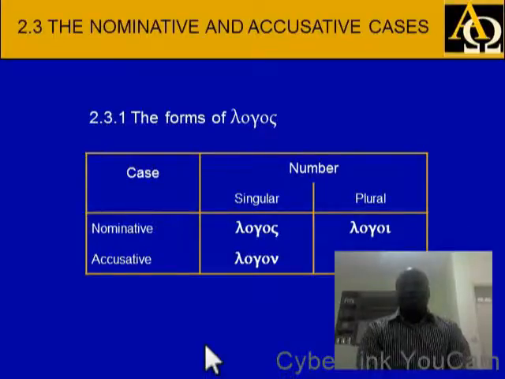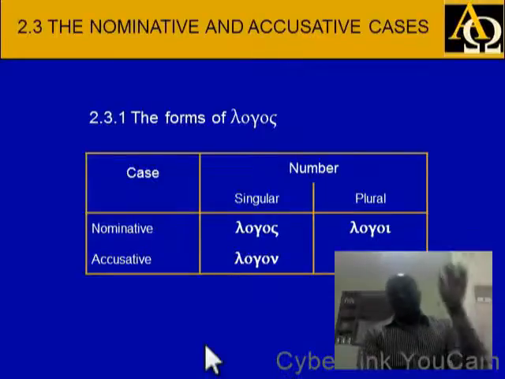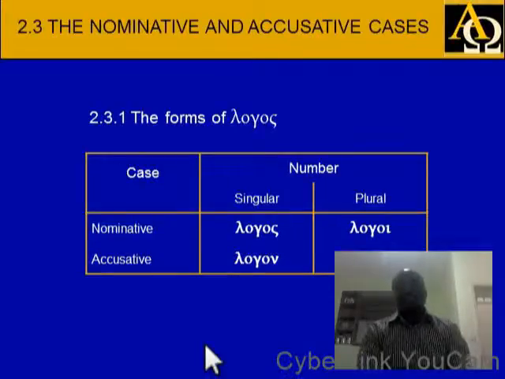So when you have logos, it declines. What we do with nouns is that they decline. So you actually move from the subject, the object, possession, which is the genitive, and then the dative, which is the indirect object. In this case, we are only dealing with the nominative and the accusative. In singular, you have logos. In the plural, you have logoi. In the accusative, it's logon. In the plural, it's logous.